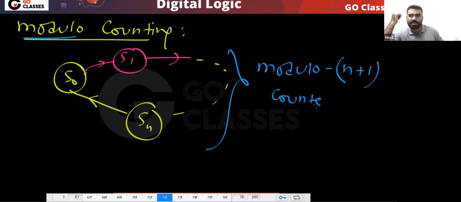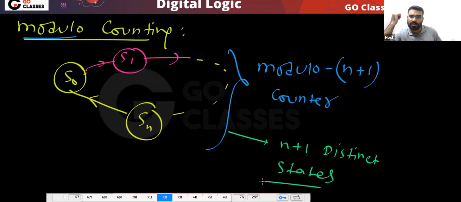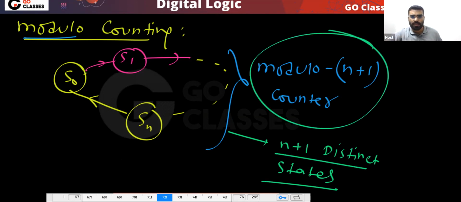Yes or no? This counter will be called a modulo n plus 1 counter. Why? Because you have n plus 1 distinct states. Similarly, if you want a modulo n counter, you can start from S1. Now this is a modulo n counter because there are a total of n distinct states.